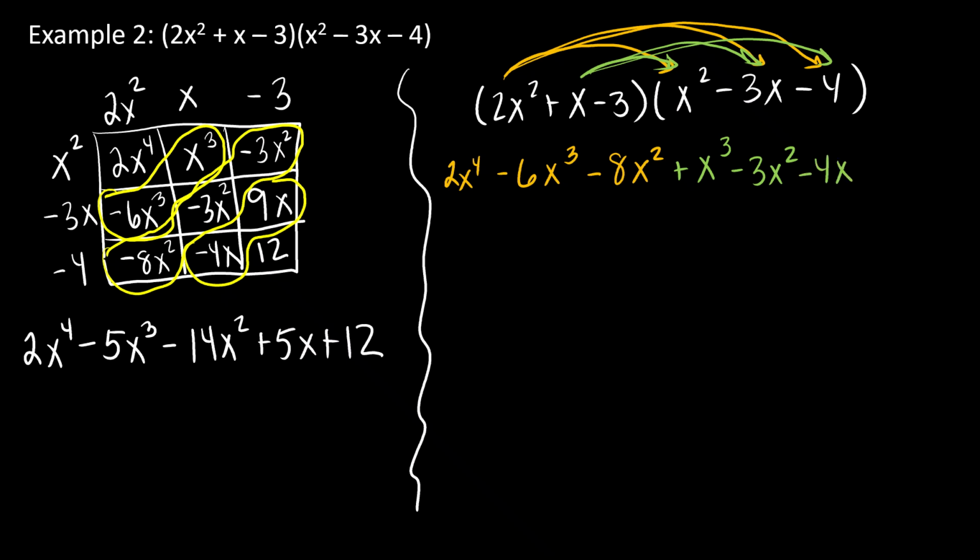And then we've got to do another distribution because we've got to distribute the negative 3. And so it really is just repeated distribution. Negative 3 times x squared is negative 3x squared. Negative 3 times negative 3x is positive 9x, and negative 3 times negative 4 is positive 12.